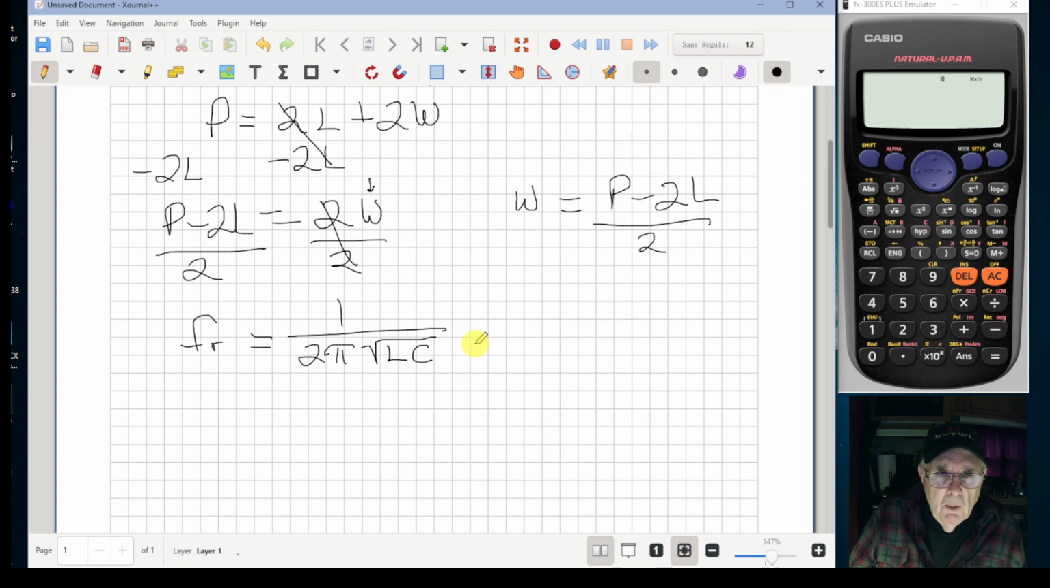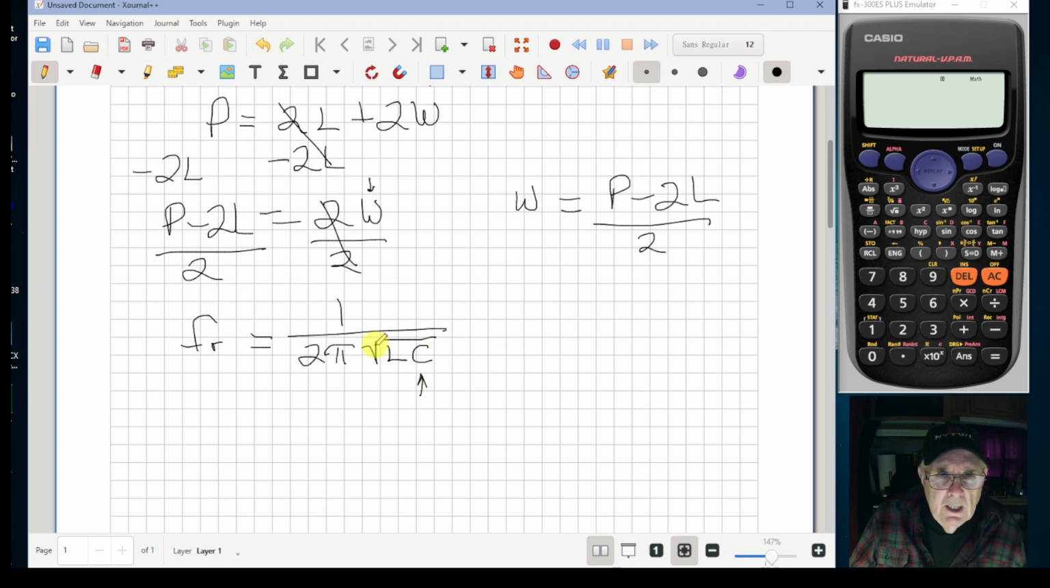But the variable that I want is C. I want to know that C. I want a formula out of this that tells me, if I have a particular value of an inductor at a particular frequency that's supposed to be resonant with that inductor, what's the value of the capacitor I need? That's really the question we're asking. So we want to solve this equation for this C.